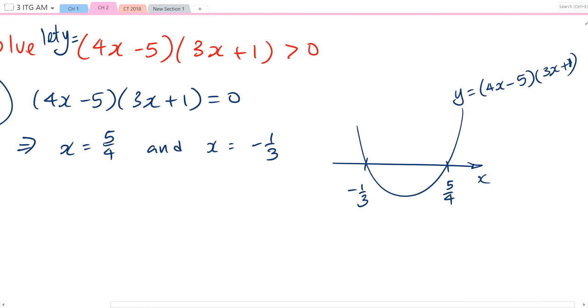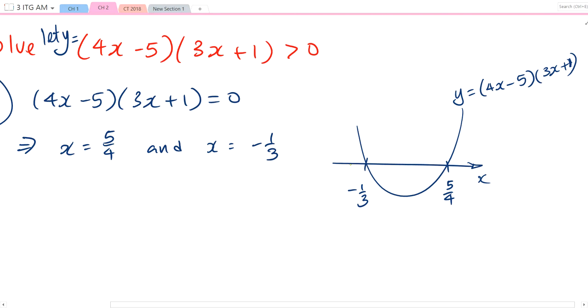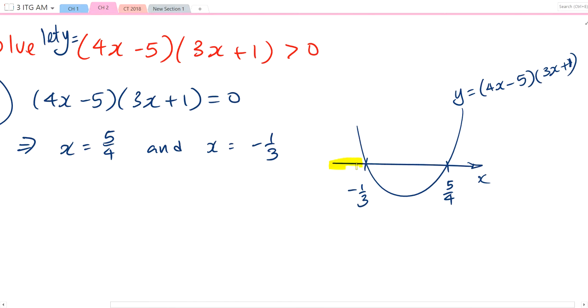What do they want it to be? Greater than or less than 0? Greater. Where is the part of the graph that is greater than 0? Above or below the x-axis? Above. Okay, above the x-axis means I've got this region over here, this region over here and this region over here. This corresponds to above, right?